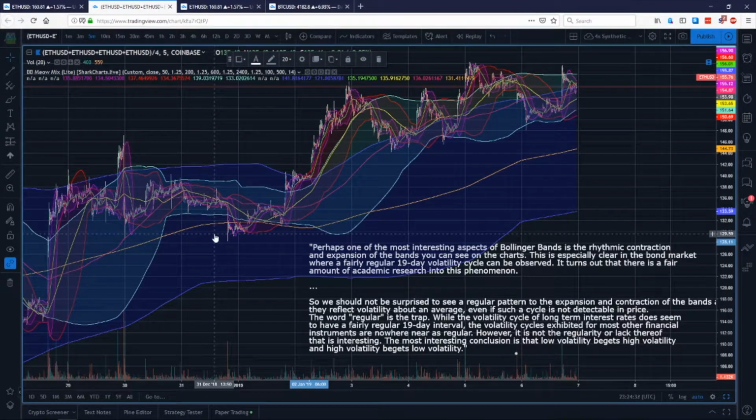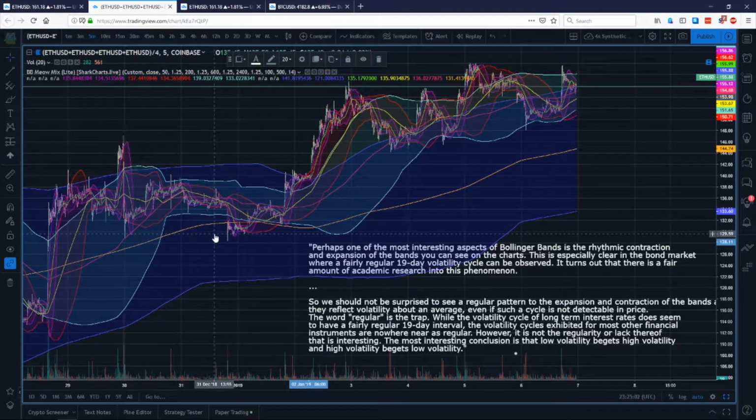Perhaps one of the most interesting aspects of Bollinger Bands is the rhythmic contraction and expansion of the bands you can see on the charts. This is especially clear in the bond market, where fairly regular 19-day volatility cycles can be observed. It turns out that there's a fair amount of academic research into this phenomenon, so we'd not be surprised to see a regular pattern in the expansion and contraction of the bands as they reflect volatility about an average, even if such a cycle is not detectable in price. The word regular is the trap.